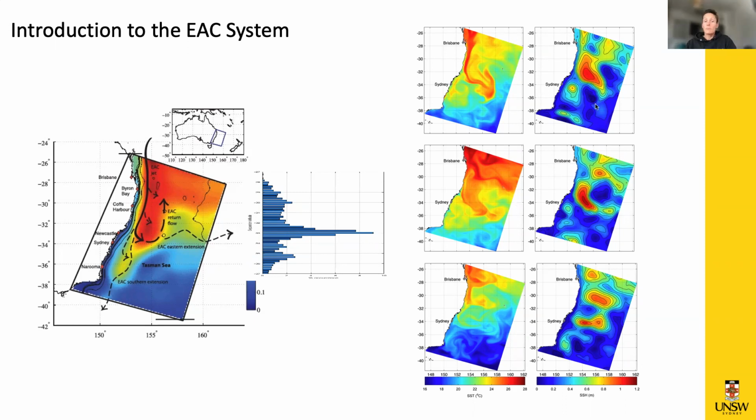These snapshots on the right show sea surface temperature and sea surface height at three given times, and are indicative of a typical state of the East Australian Current, which is characterised by these large anticyclonic and cyclonic eddies in the Tasman Sea.